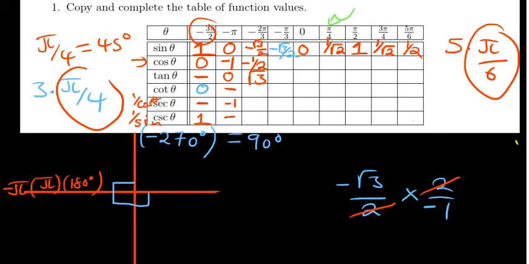Cotangent is 1 over that, so it will be 1 over the answer there. 1 over cosine gives a secant, so it will be the reciprocal of that, which is negative 2. And then 1 over sine, the reciprocal of that will be 2 root of 3. Okay.